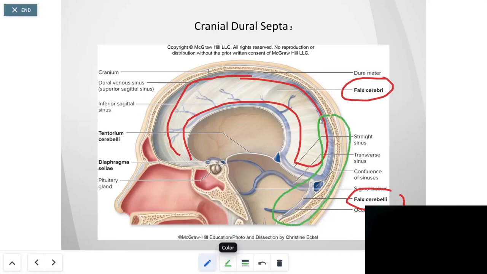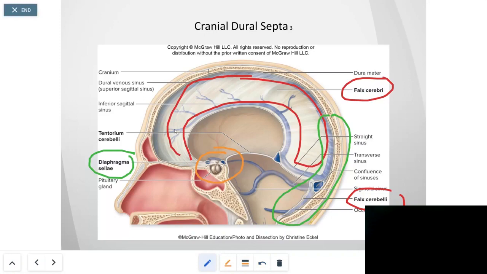Again, this is not 3D. This is a 2D image. But you want to imagine this is a film, a partitioning, a cushioning for the brain. And then remember this, the diaphragma sellae, that's the sella turcica, literally on the sphenoid bone right in the middle. It's a little partitioning right in the middle. So that's three color codes for you: an orange, a green, a red. These are the key ones.